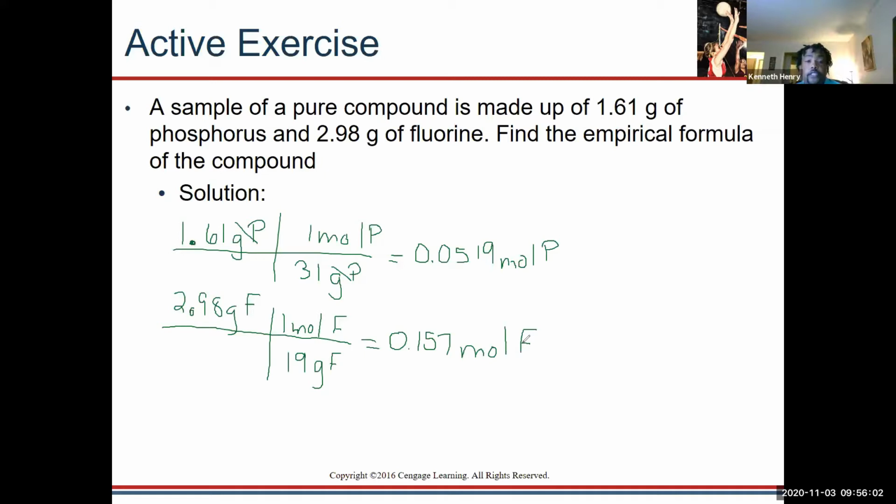So which one of these is smaller, 0.0519 or 0.157? Which number is smaller? Phosphorus. So then we're going to divide by the smaller one.